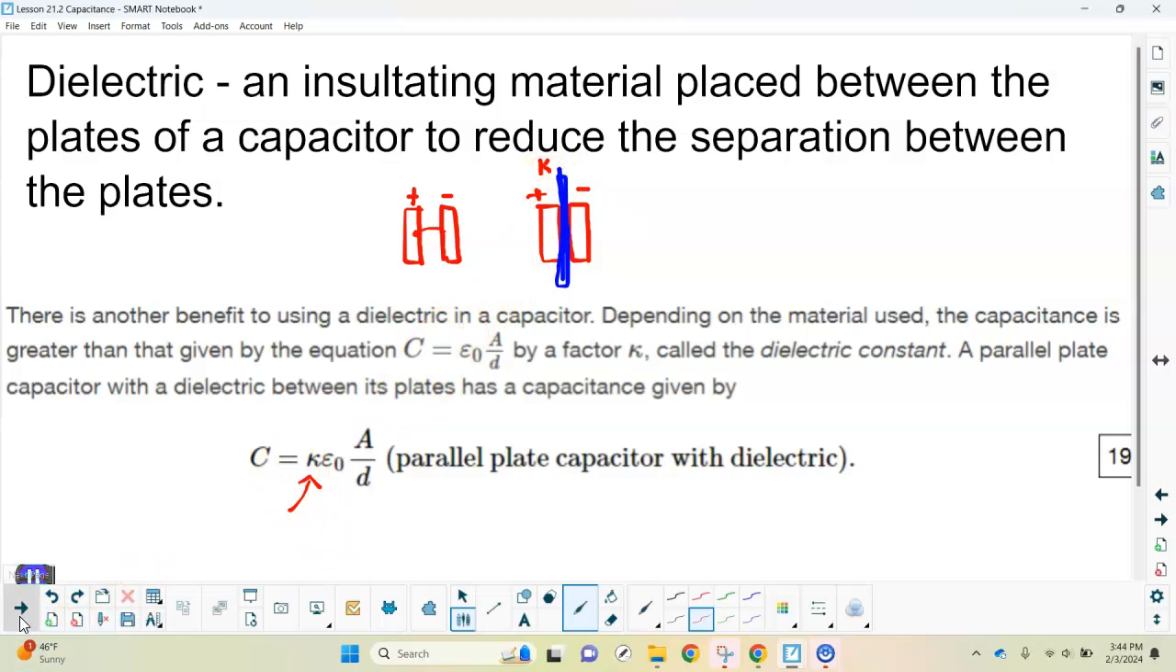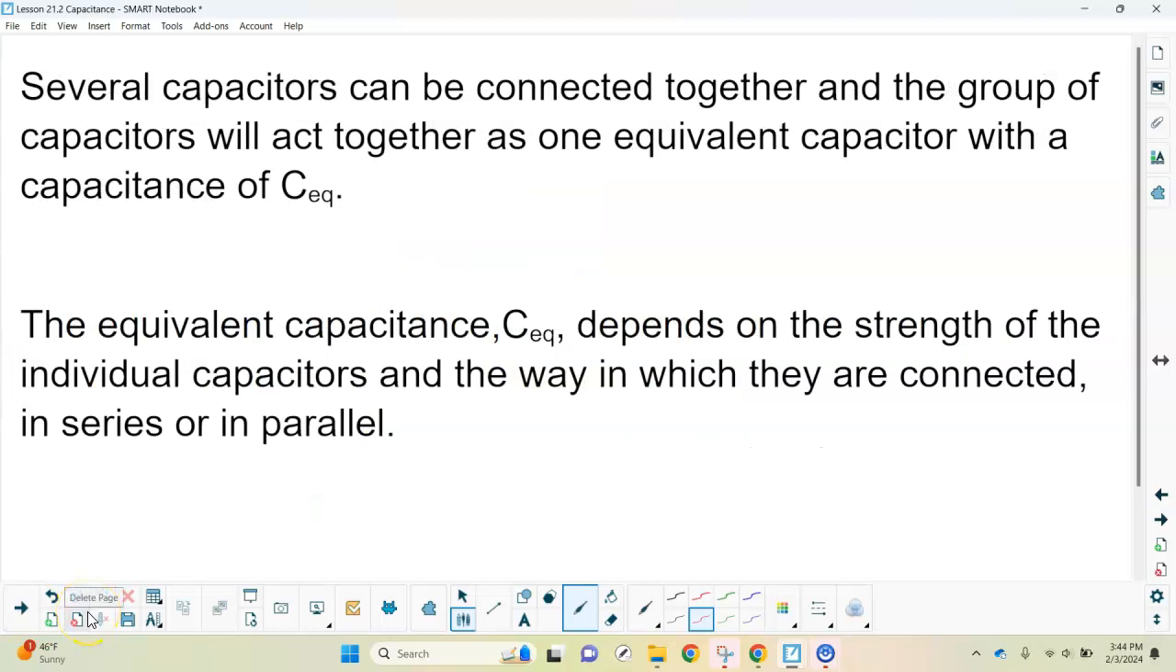So now I'm going to get into when you have several capacitors. So often you have more than one capacitor connected together, and a group of capacitors will act as one, they work together as one capacitor with what's called equivalent capacitance. So equivalent capacitance is this idea, C_eq. So the equivalent capacitance depends on two things. One thing it depends on is the individual capacitors that are connecting to it, so the physical makeup and values for those. And it also depends on the way they're connected.